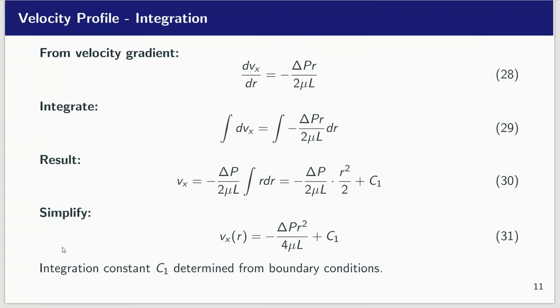Now from the velocity gradient, if we integrate, that will give vx is equal to minus del p by 2 mu l times the integral of r dr. So again if I do the integration, we will get minus del p by 2 mu l times r square by 2 plus c1, where c1 is the constant. So vx of r is equal to minus del p r square by 4 mu l plus c1. So we have to find out c1 using the boundary condition.